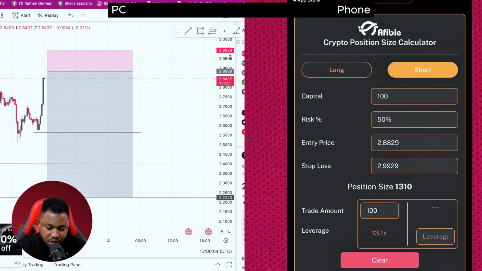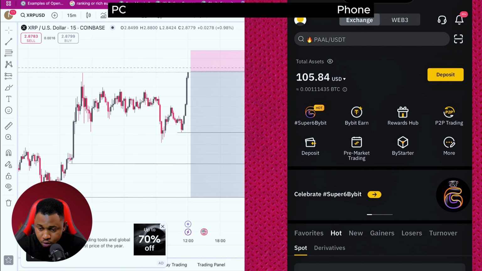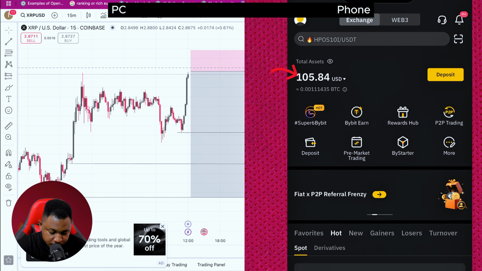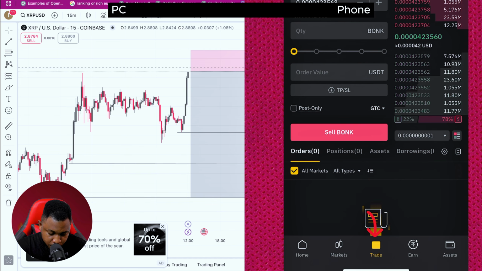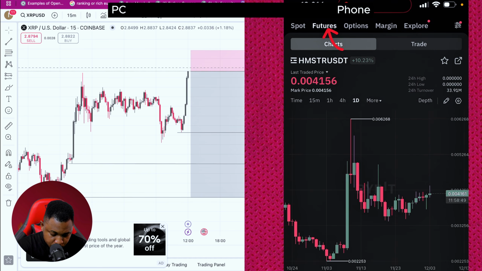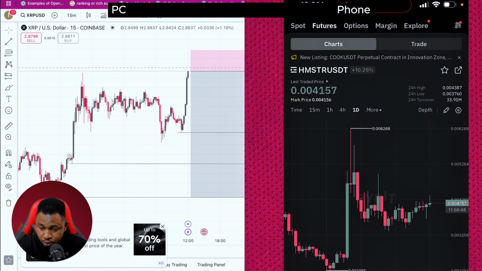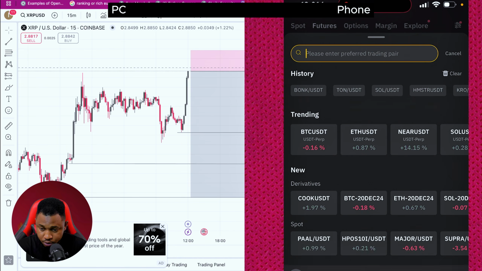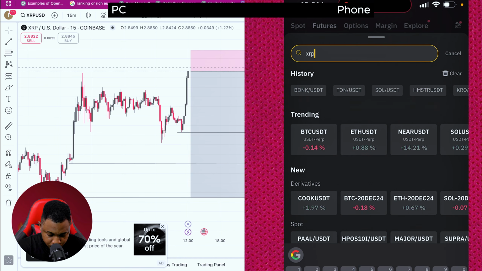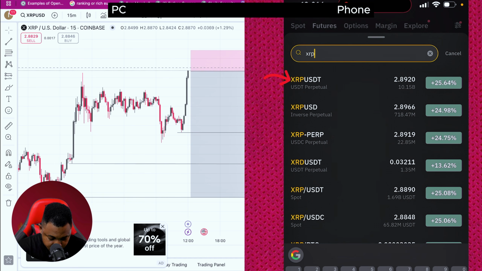Okay, so let's go ahead and enter this trade on Bybit. Alright, so this is the homepage of Bybit. So you must have the money in your wallet. You can see I have $100 right here, $105. So I'll click on trade and I'll select futures. So right here, the coin I want to trade is XRP. Type XRP and select this one written XRP USDT perpetual.